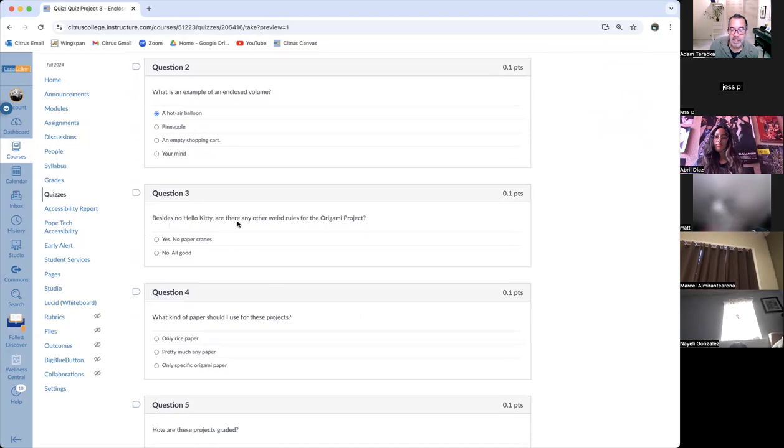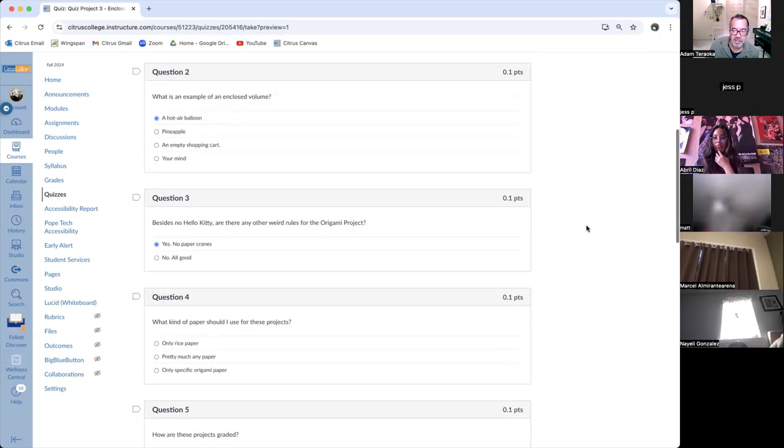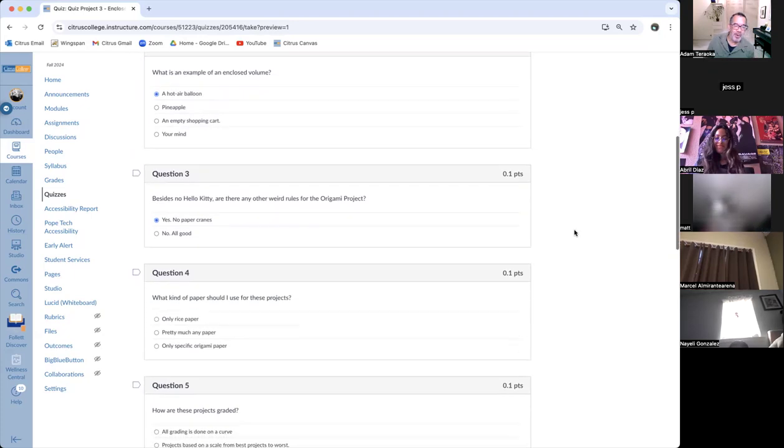Besides no Hello Kitty, that's still a rule. Are there any other weird rules for the origami project? Yes, no paper cranes. And then the next question is, can I use paper cranes as modules? And the answer is yes, but no, the answer is no. I just changed my mind. No paper cranes.